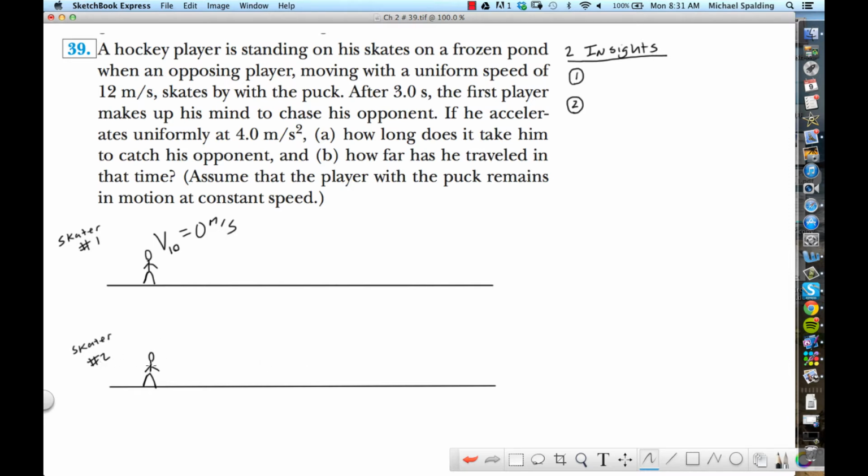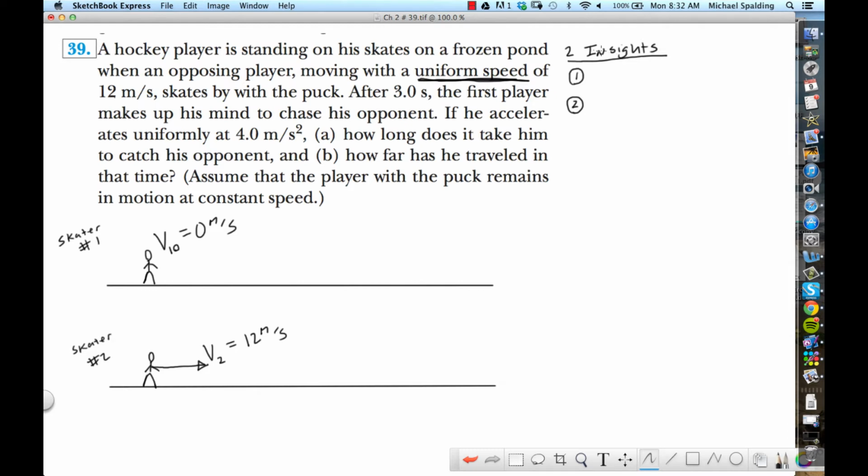So skater 2 is moving with a velocity of 12 meters per second. So I'm just going to label that V2, 12 meters per second. Now they tell us in the problem that skater number 2 has a uniform speed. This is telling us something very important. What is another name for uniform speed? More often than not, it would be called a constant velocity. Here they say uniform speed, but in other problems, the more common way to say it is constant velocity.